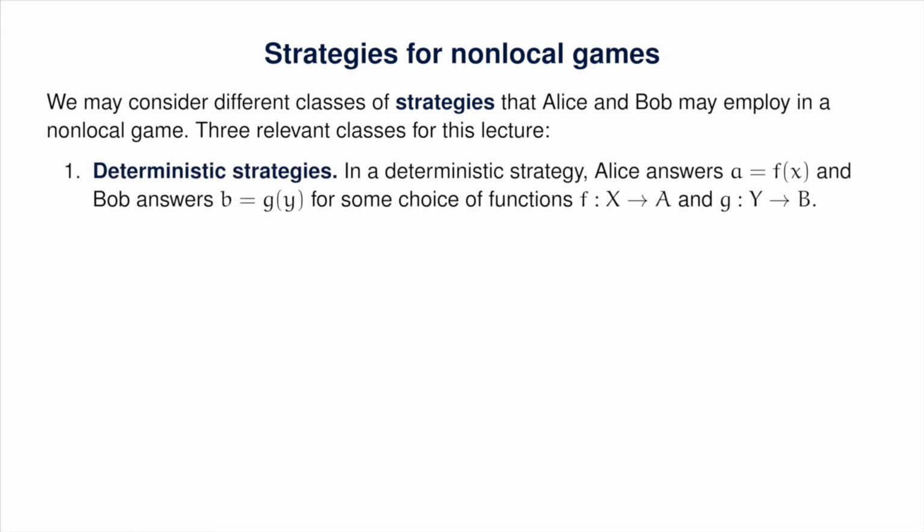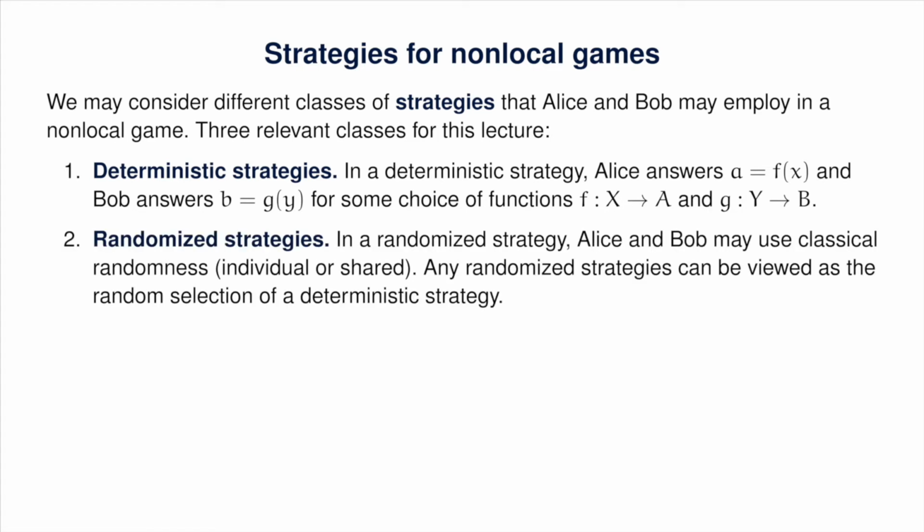In a deterministic strategy, Alice and Bob answer functionally, meaning that Alice's answer a is given by a function f of her question x, and Bob's answer b is given by a function g of his question y. That's simple enough. It's a very simple and intuitive notion of a strategy, and it's completely classical.